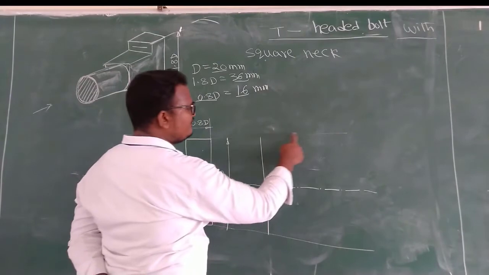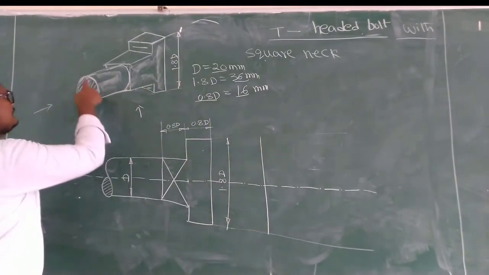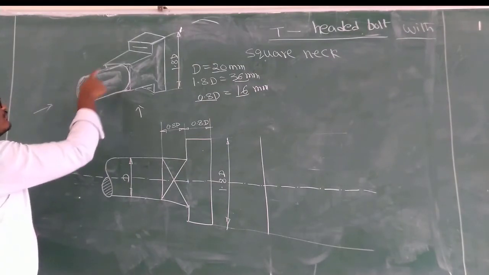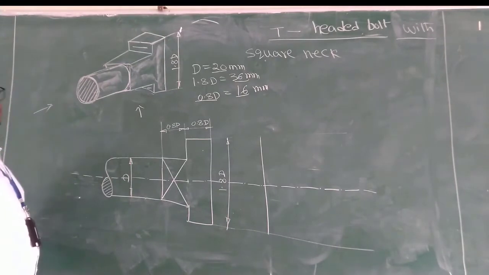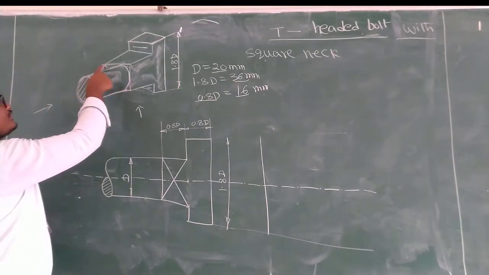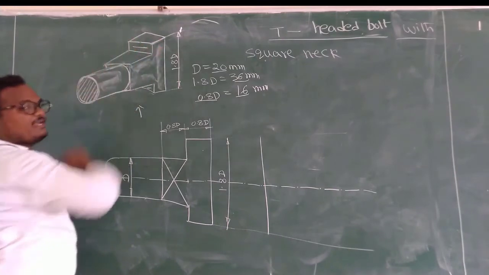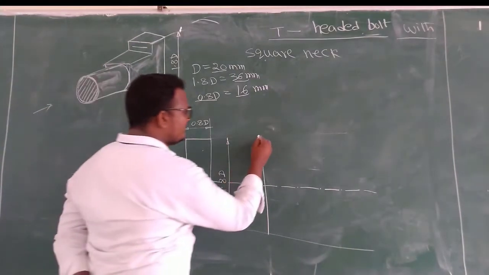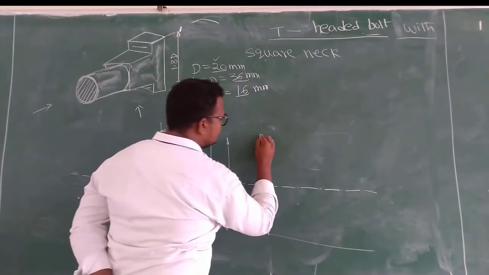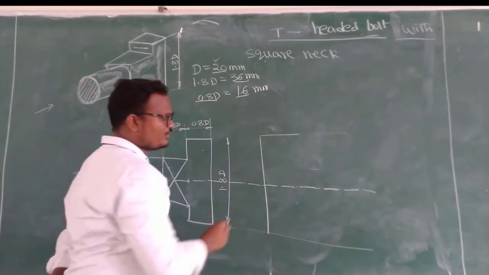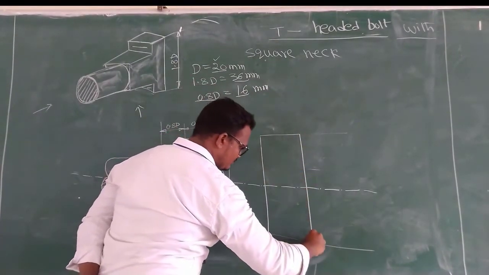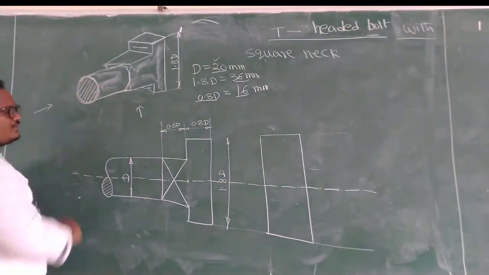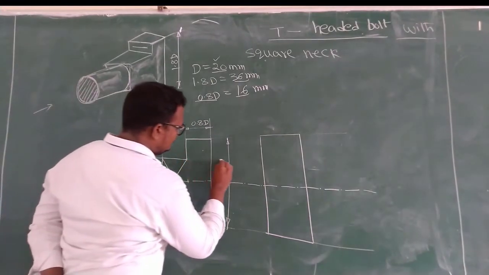Next, what is the width? Keep in mind, whatever the neck dimension is, it is equal to this head dimension. That means the width is also D only. What is the diameter here? 20 mm. Next, this circle is also visible now. Just project like this.